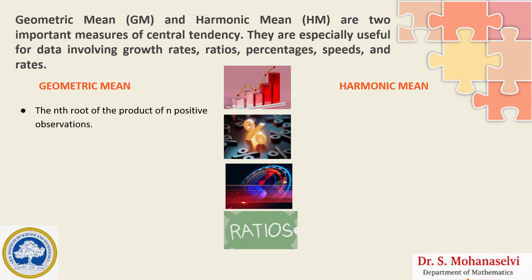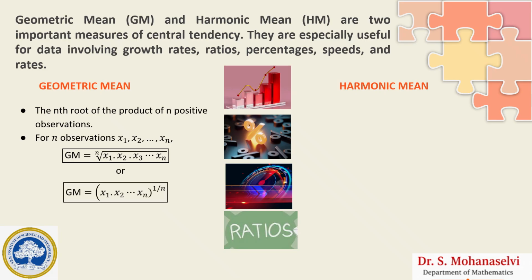Now the geometric mean is given by the nth root of the product of n positive observations. For n observations x1, x2, etc. xn, the geometric mean is given by the nth root of the product of them. Or otherwise, we can write it as x1 into x2 into xn whole to the power of 1 by n.